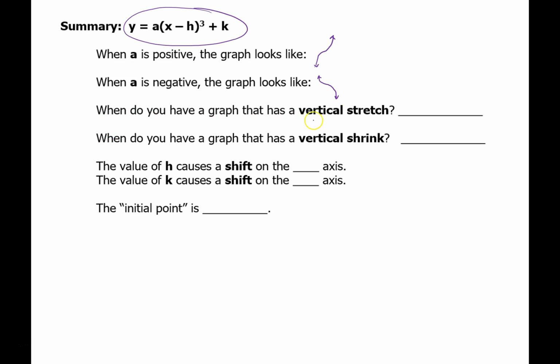When do you have a graph that has a vertical stretch? What changes there? Remember, stretches and shrinking all have to do with the a, and it has to be an a value that is greater than what? 1. The absolute value of a has to be greater than 1. The shrinking is going to happen when the a value is between 0 and 1. So it's going to be, in other words, a fraction, a proper fraction.